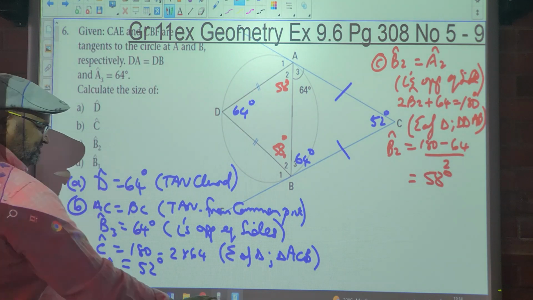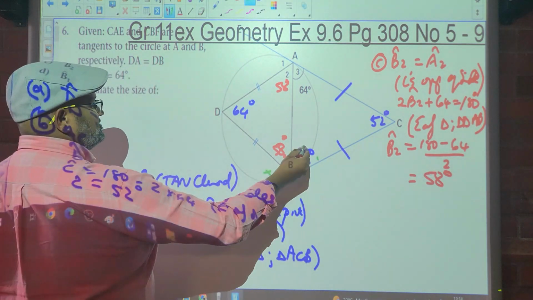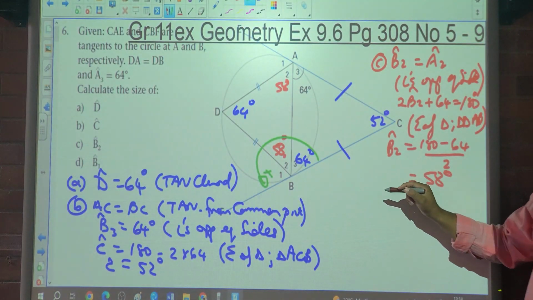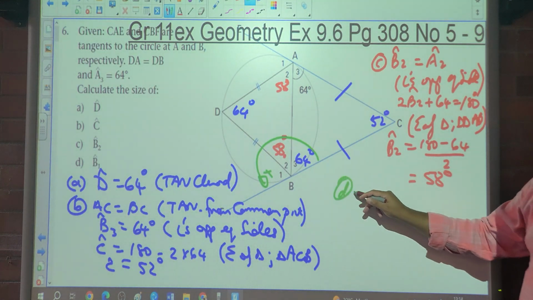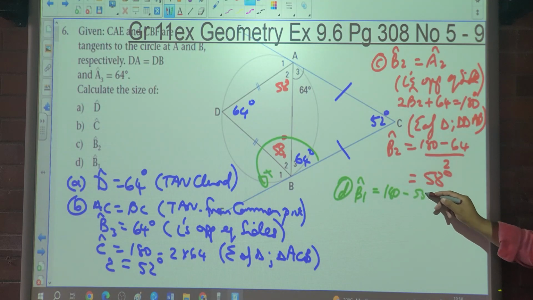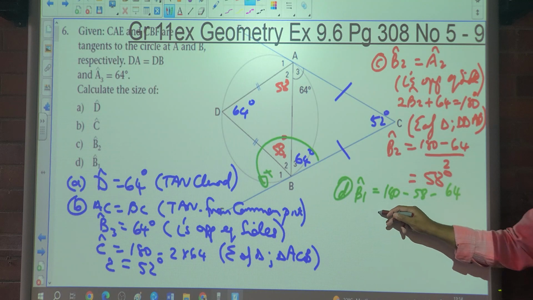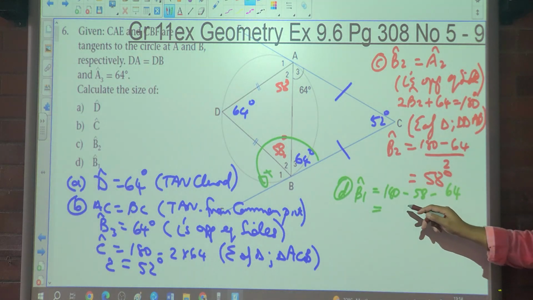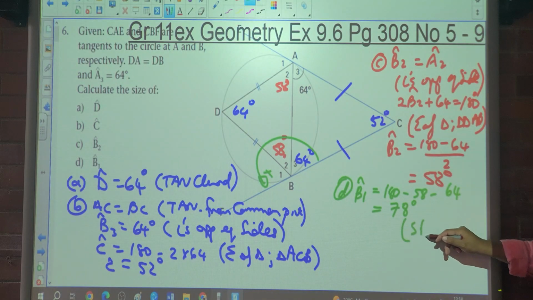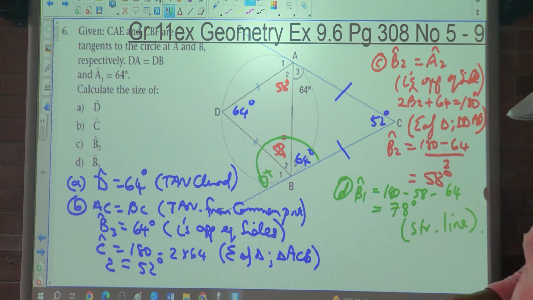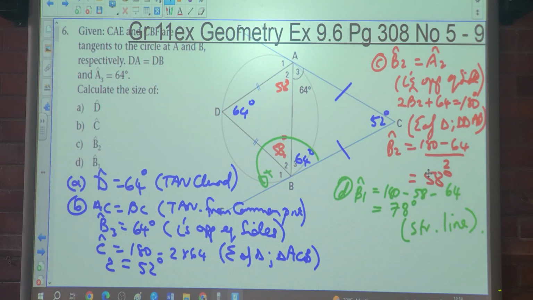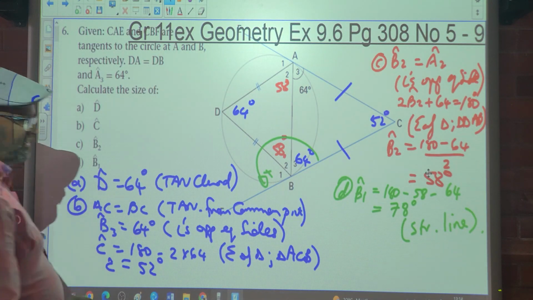I'm going to calculate B1. Angles on a straight line. You see the importance of filling in your information on the diagram sheet. Okay. So we say that B1 is equal to 180 minus 58 minus 64, which is 78 degrees. And these are angles on a straight line. Any confusion there? Easy, no? Now give me 78.